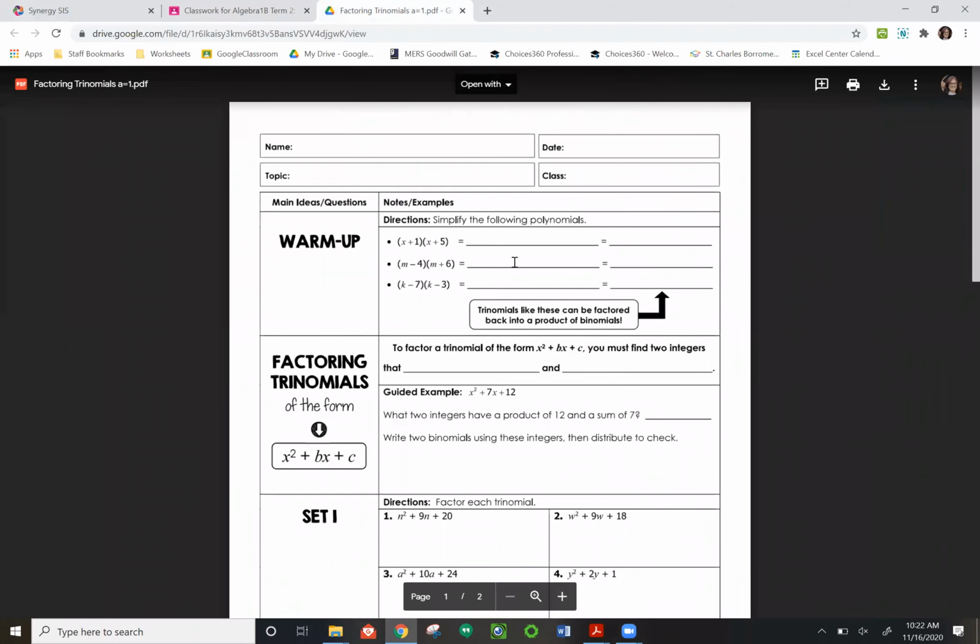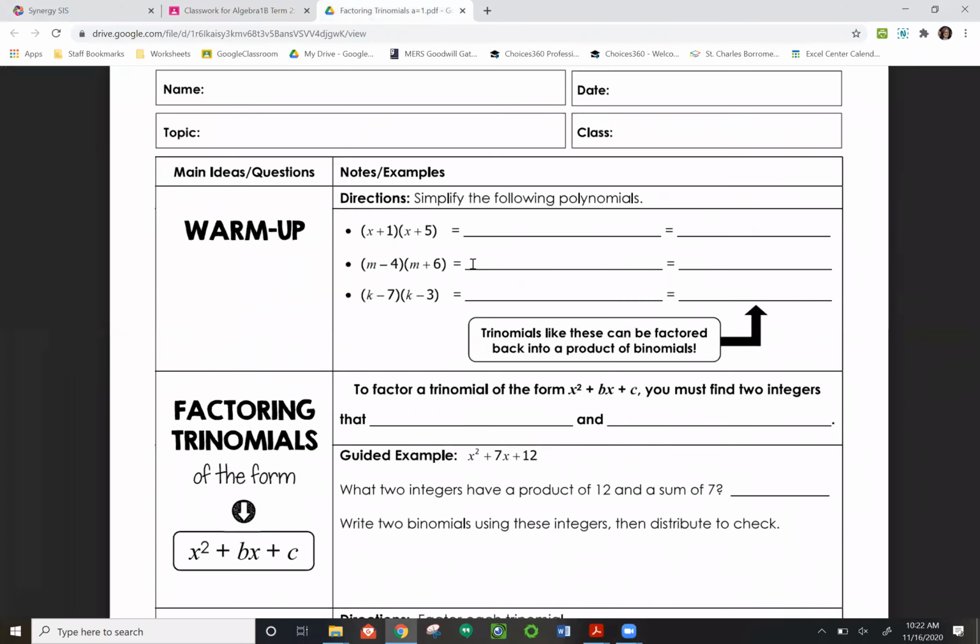Okay, so for a warm up, what I want us to do is go in the opposite direction of factoring. We're going to take a factored expression and simplify it, just like we had done before. So I have x plus 1 times x plus 5.